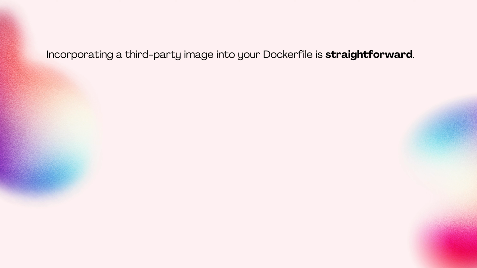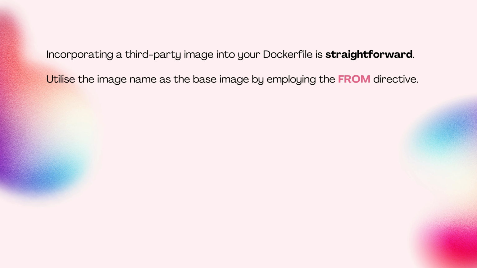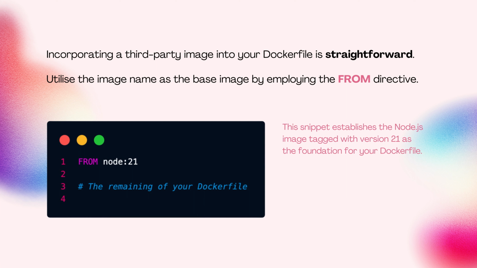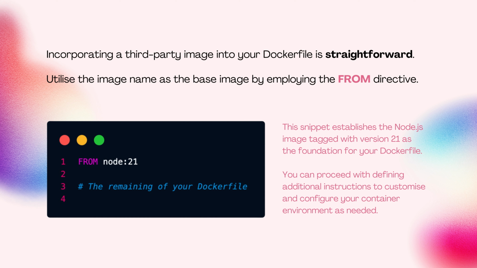Lastly, incorporating a third-party image directly in your Dockerfile is pretty straightforward. You can utilize the image name as the base image by employing the FROM directive, as you can see in this example here. This snippet establishes the Node.js image tagged with version 21 as the foundation of our Dockerfile. From there, we can proceed with defining additional instructions in order to customize and configure our container environments as per our need.